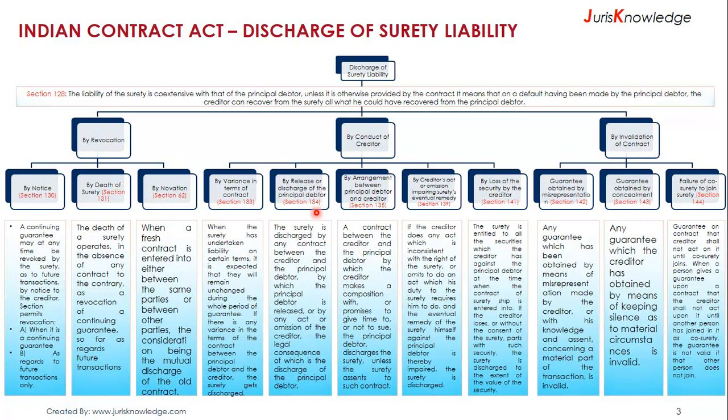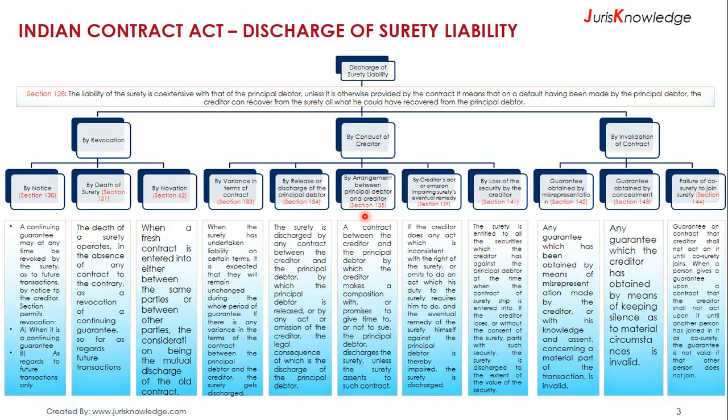By release or discharge of the principal debtor, as per Section 134, the surety is discharged by any contract between the creditor and the principal debtor by which the principal debtor is released, or by any act or omission of the creditor, the legal consequence of which is the discharge of the principal debtor.